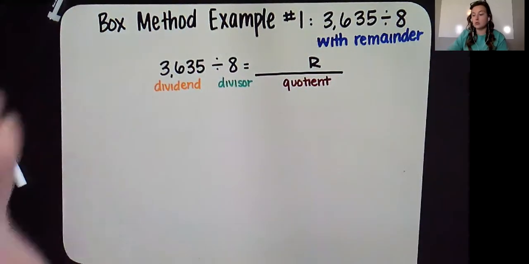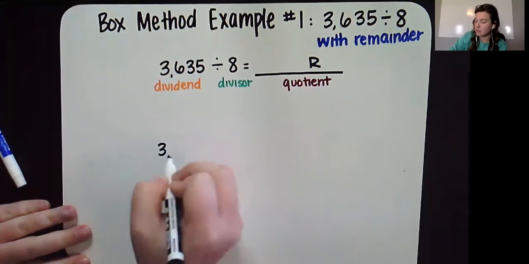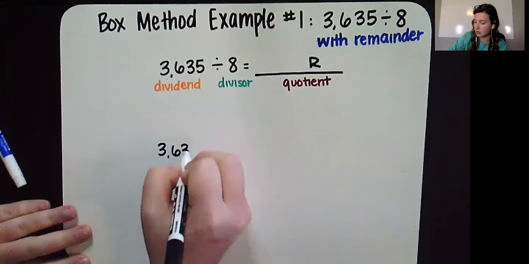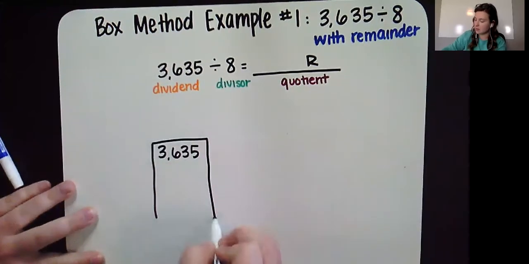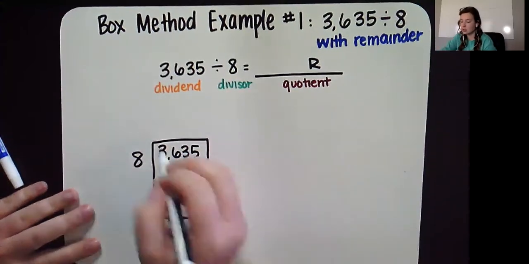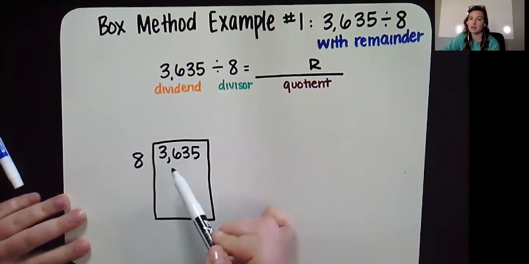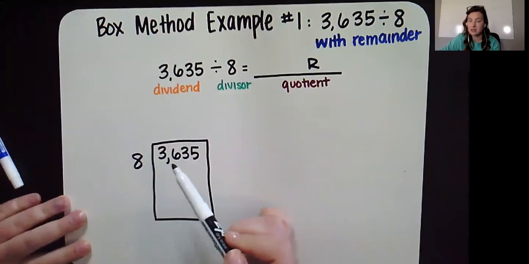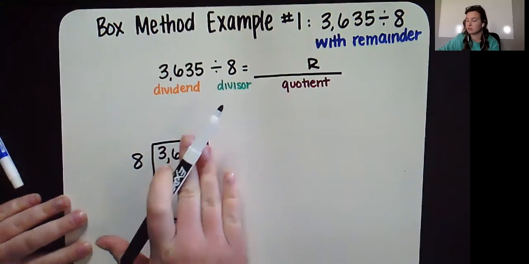So to start, we are going to do 3,635 with a little box here. Hint, box method. And we're dividing it by 8. So let's look at this number and think about our multiples of 8. Can I multiply 8 by anything to get 3? Nope. So let's move over one more.